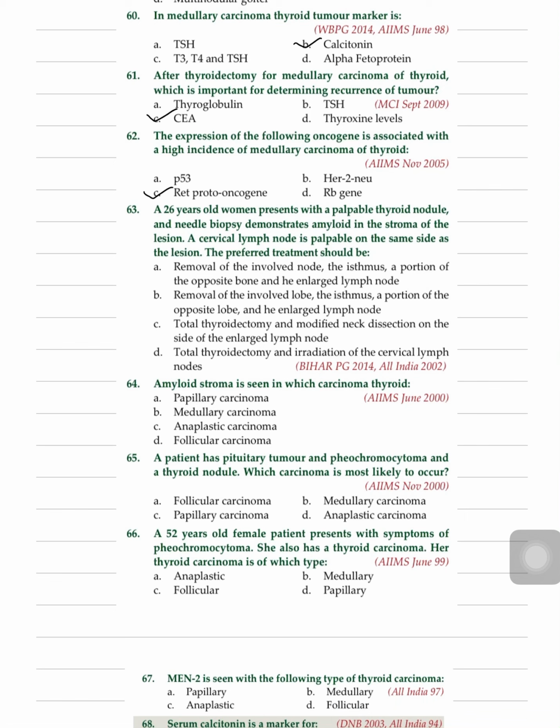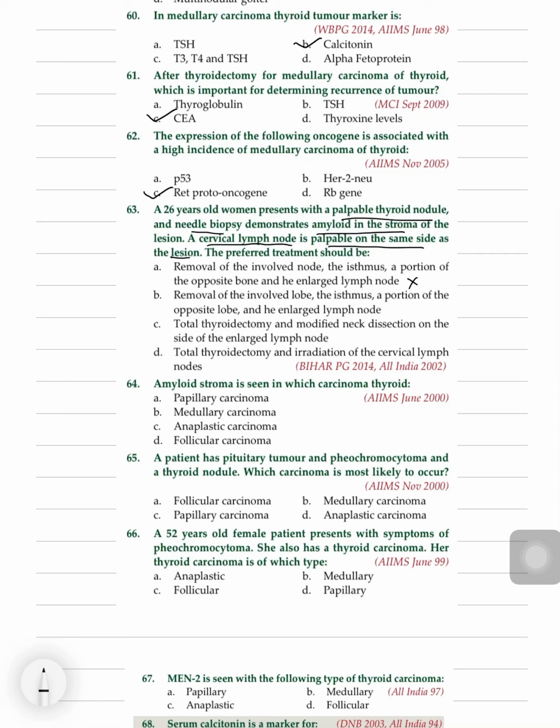A 26-year-old woman presents with a palpable thyroid nodule. Needle biopsy demonstrates amyloid. A cervical lymph node is palpable on the same side as the lesion. The preferred treatment: 70% of patients present with cervical metastasis, that is lymph node metastasis. So removal of the involved node, the isthmus, a portion of the opposite lobe and the enlarged lymph node?